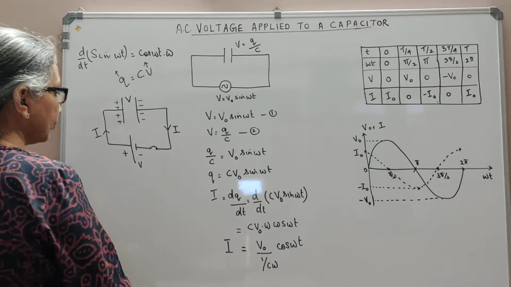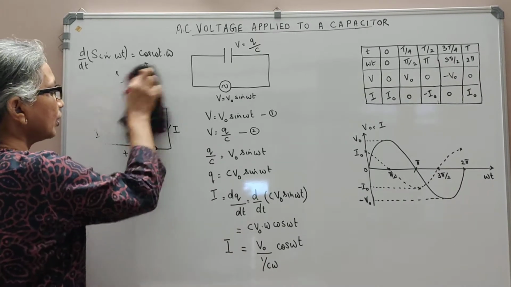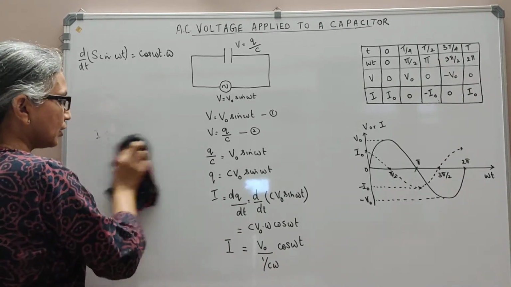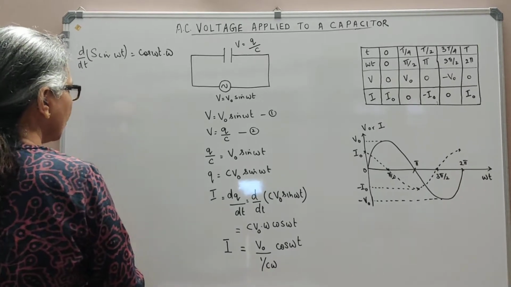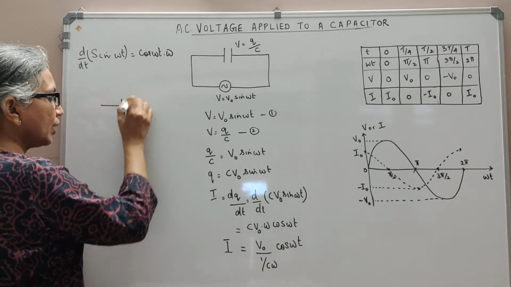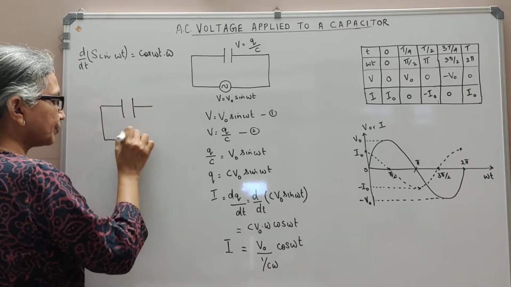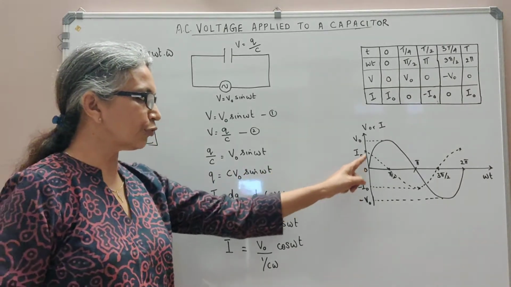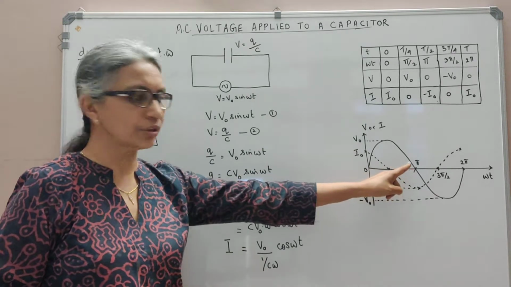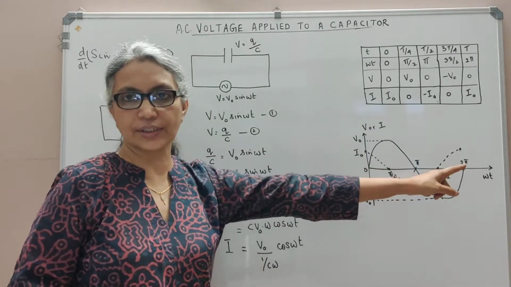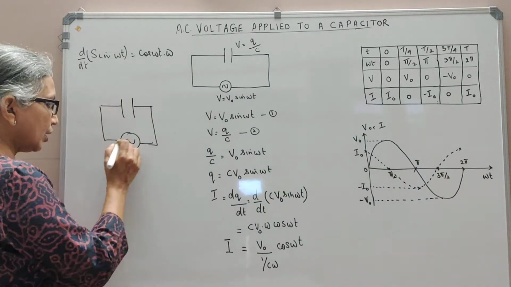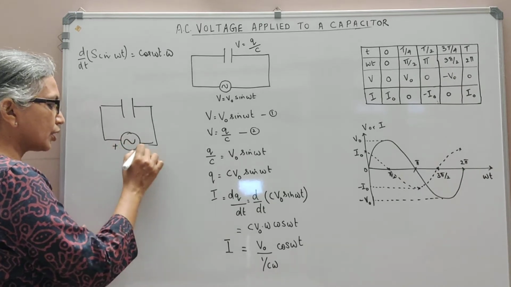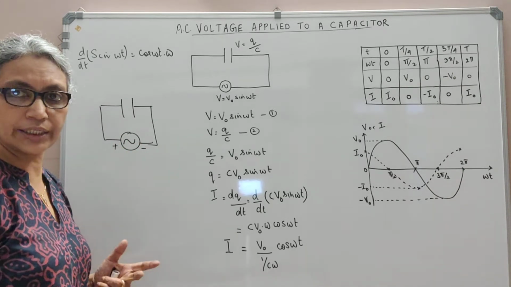Now, the same capacitor, when you connect it to an AC source: you know that for the first half cycle the current will be in one direction. For the next half cycle, it will reverse its direction. So let's say for the first half cycle, this terminal is positive and this terminal is negative.